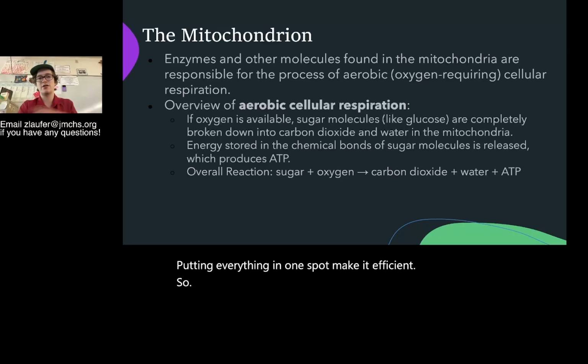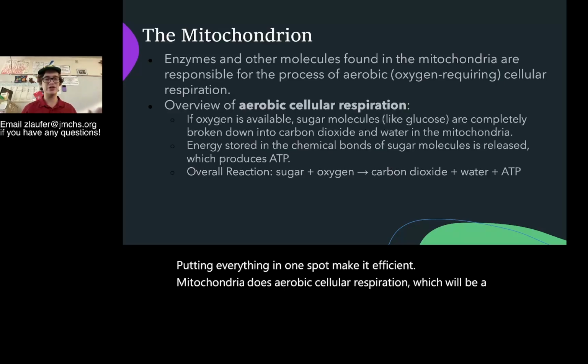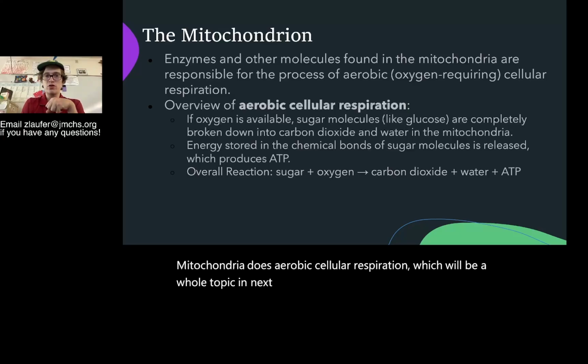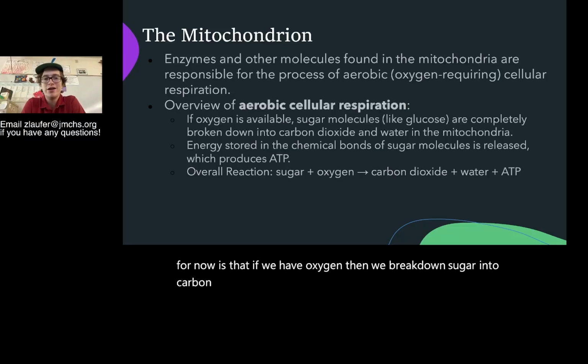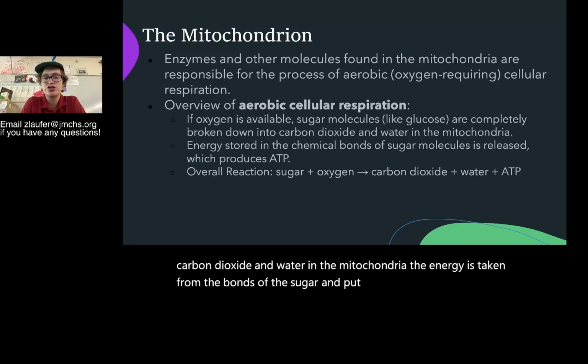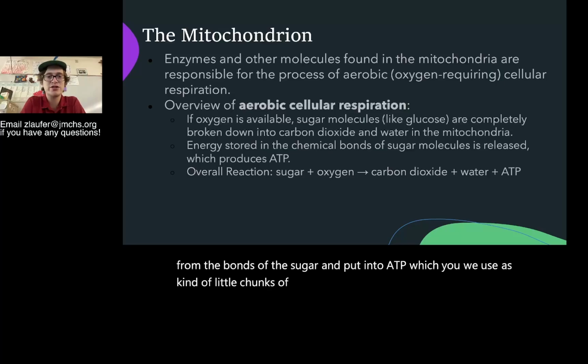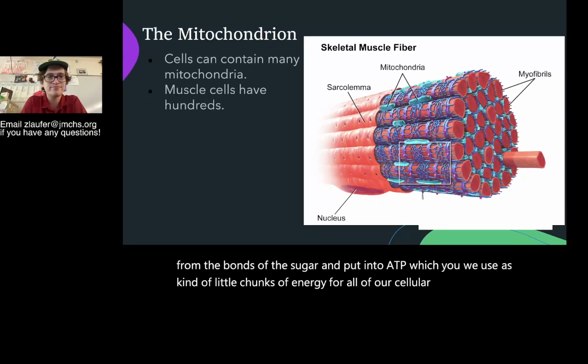So, mitochondria does aerobic cellular respiration, which will be a whole topic in next unit. But quick overview, all you need to know for now is that if we have oxygen, then we break down sugar into carbon dioxide and water. In the mitochondria, the energy is taken from the bonds of the sugar and put into ATP, which we use as little chunks of energy for all of our cellular processes.